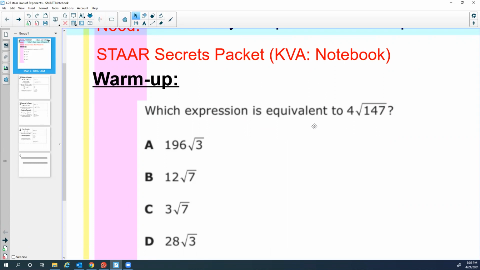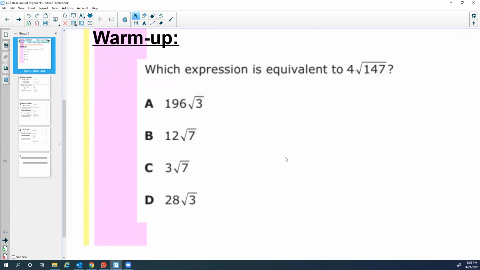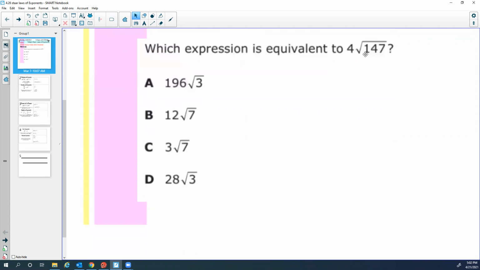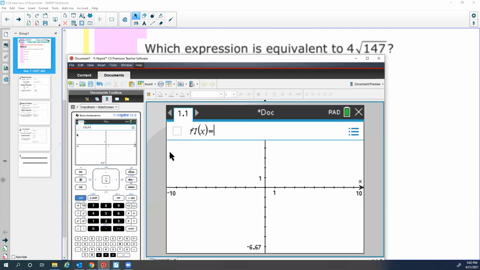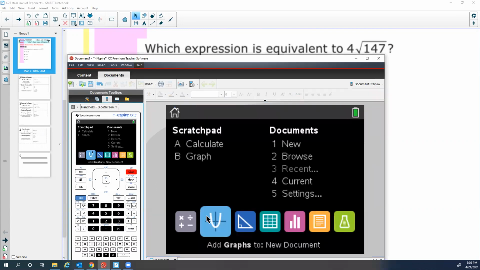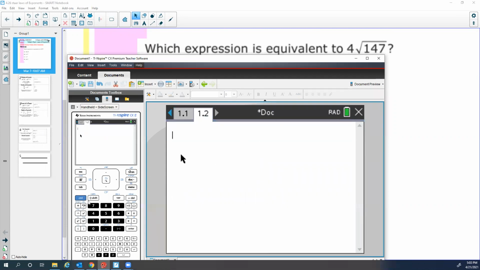All right, so the easiest way, honestly, to do this, guys, yes, you could do all the work to find out which one simplifies to this, but the easiest way to do it is to type this into your calculator and find the decimal that matches. So what I mean by that is type in 4 and then control x squared so you can get the square root of 147. Enter. And you're looking for the answer choice that has that decimal that matches.